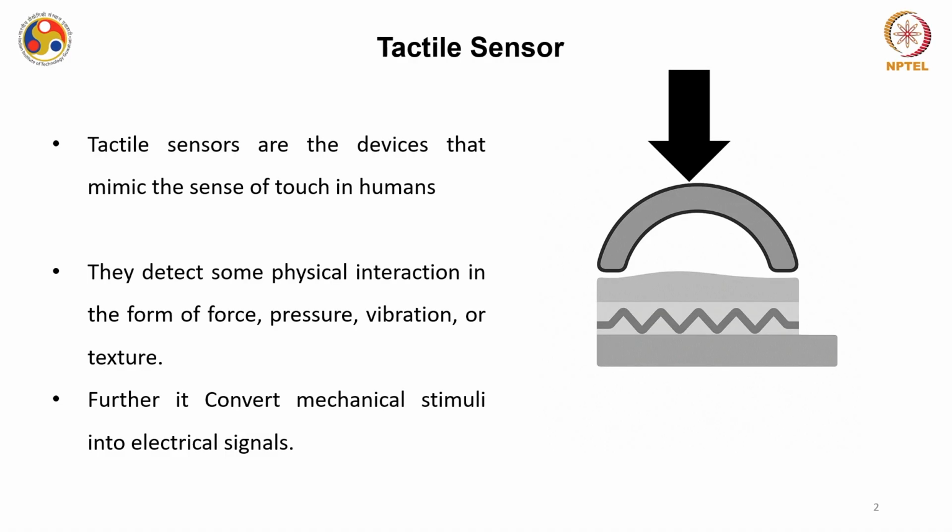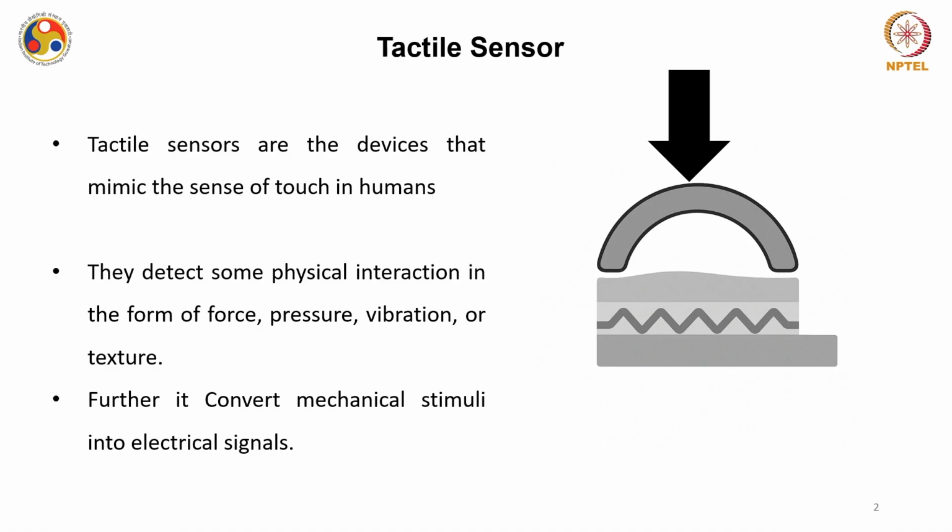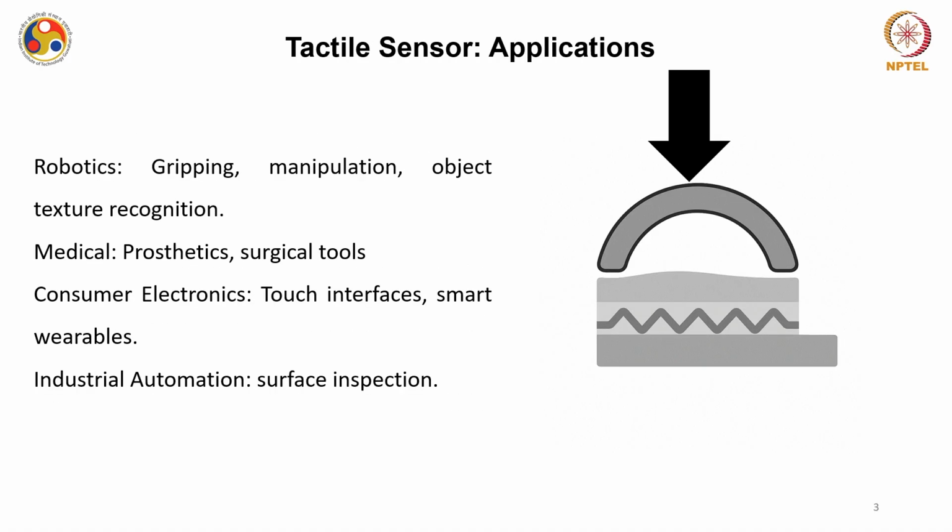The device basically detects some physical interaction. This interaction can be in the form of force, pressure, vibration or feel of the texture. All of these are categorized under tactile sensors. It is a sensor, so what it does is convert mechanical stimuli into an electrical signal. Please recall the definition of a sensor that we discussed in the first module.